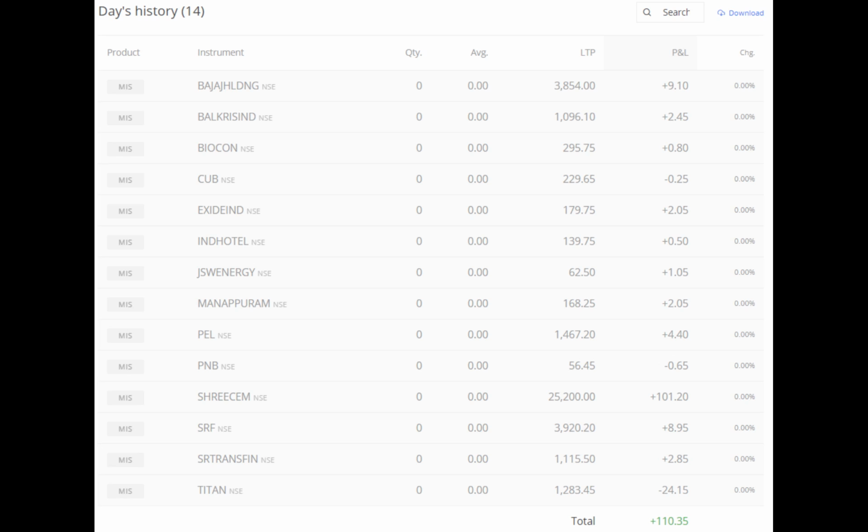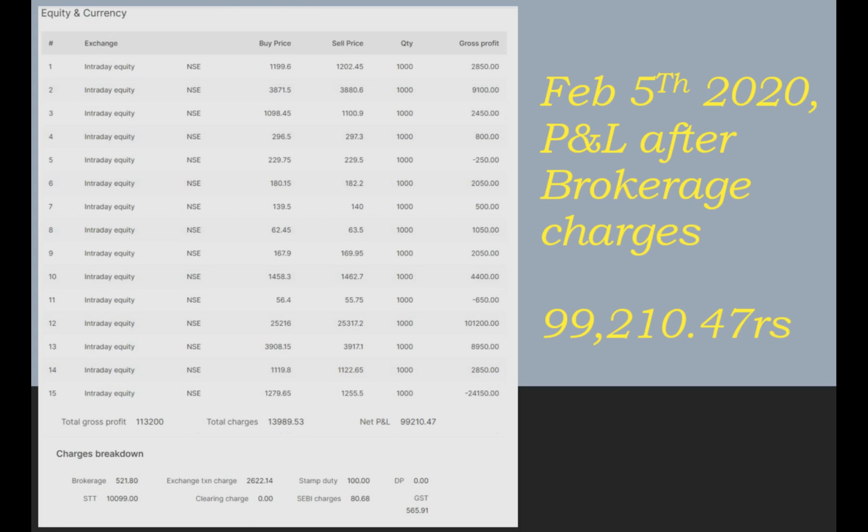Let's quickly calculate the brokerage and see how much we would earn today if we were investing with 1,000 quantity in each stock. After the brokerage calculation, we are left with 92,210 rupees, which is not a bad amount after taking these many trades and with the loss of a false breakout in Titan.